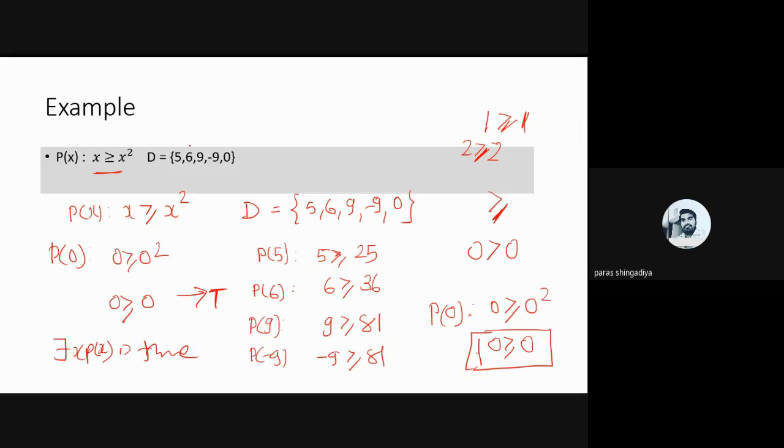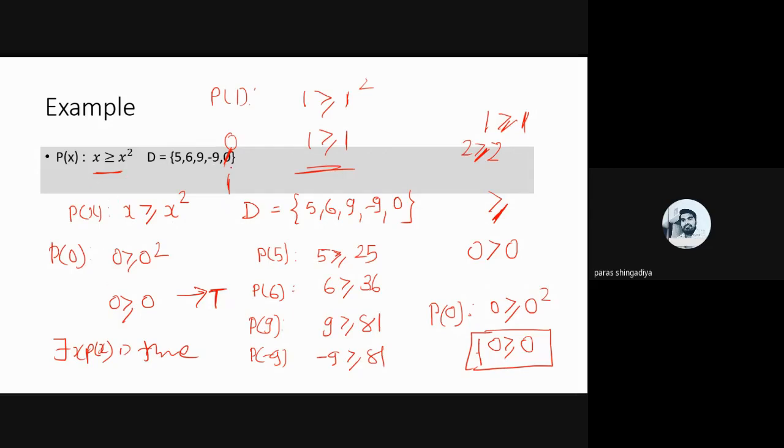And suppose I remove the 0 from the domain and consider 7 instead. For 5, 6, 9, minus 9, 7, P of x will be false, and there exists x, P of x will be false. But here I consider one value, 0, and for 0 it is true. I can also use 1, because 1 square is also 1, and P of 1 becomes 1 greater than or equal to 1 square, that is 1 greater than or equal to 1, which is also true. So that is a solution of this second example.